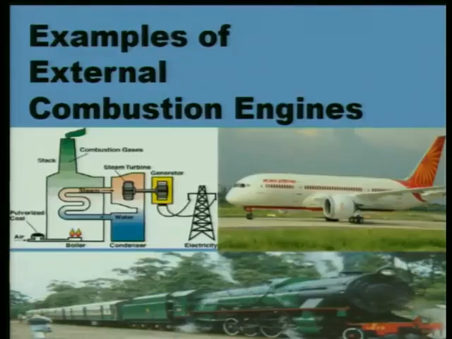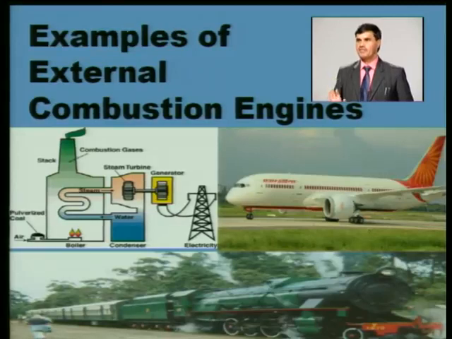Some examples of external combustion engines are shown: the railroad, and even the thermal power plants, which may be using coal or natural gas. With the help of that heat, water is converted into steam, that steam is utilized to operate the turbine, and the final output of the turbine is electrical energy. It is clearly indicated here. The aircraft which I am showing you has a gas turbine as a prime mover, which is an internal combustion engine. So, examples of both internal combustion engines and external combustion engines are shown here.